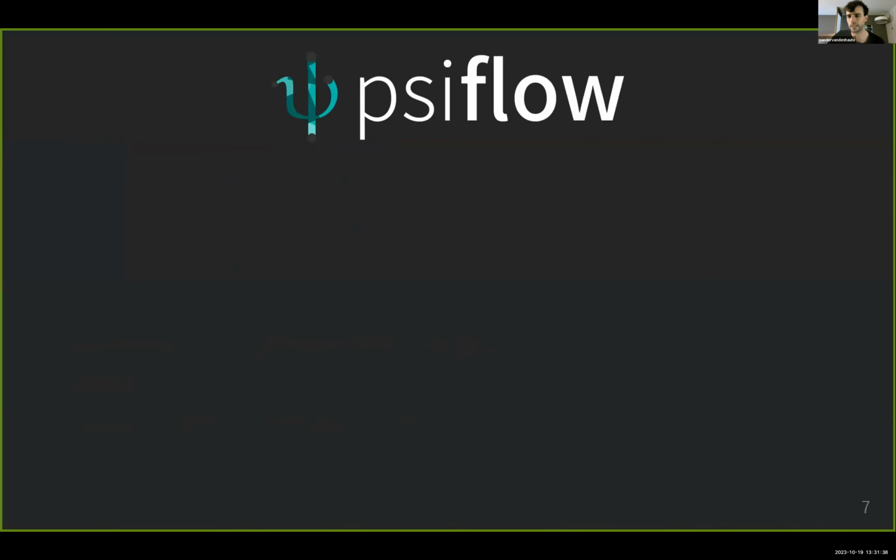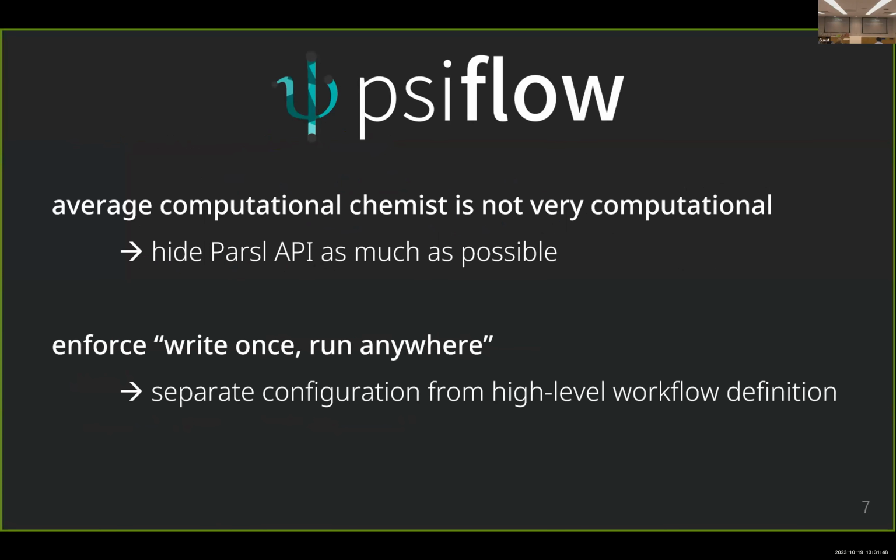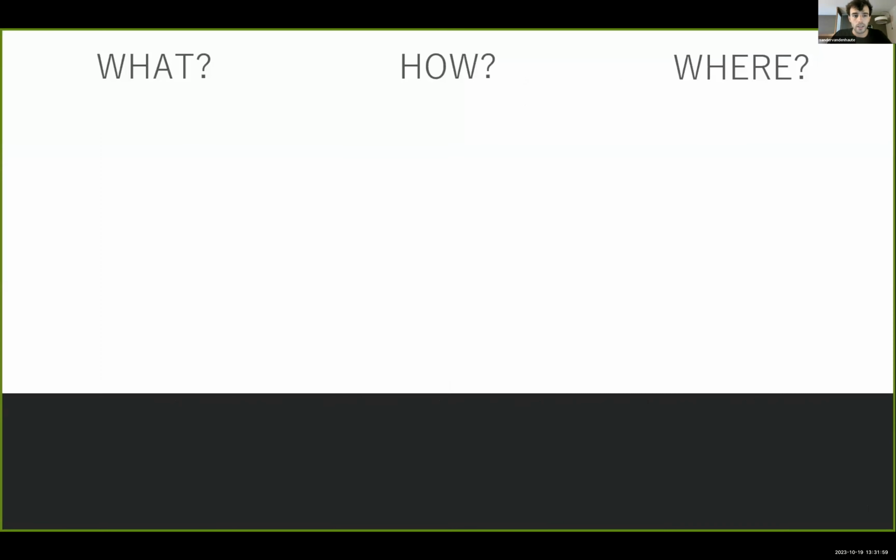And so in Psiflow, the key assumptions are, first, the average computational chemist is not very computational. So I try to hide as much of the Parcel API as possible. And secondly, write once, run anywhere is really elegant. And so I forcibly separate every type of execution configuration from the high-level workflow definition. So how does this work?